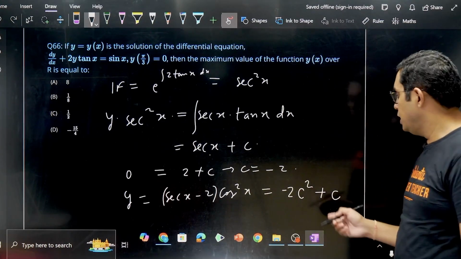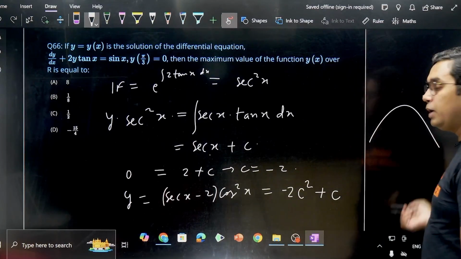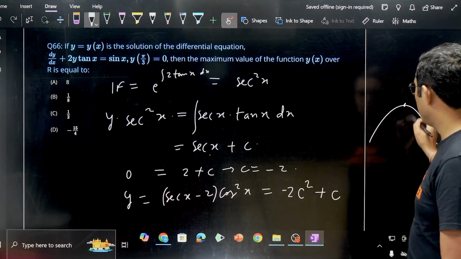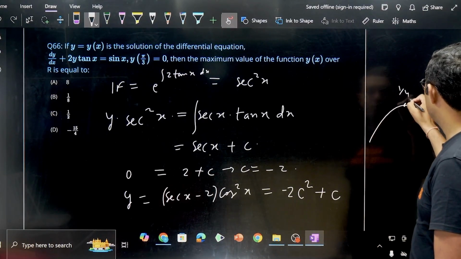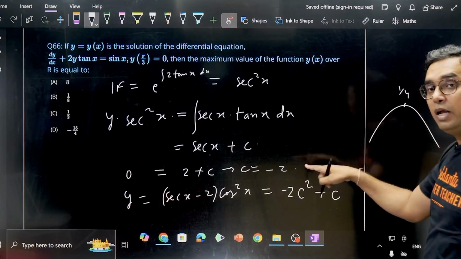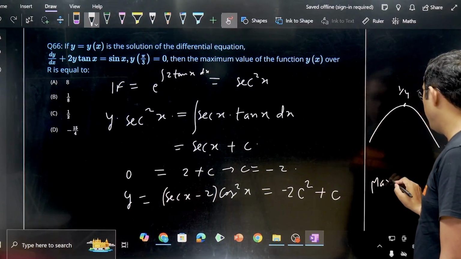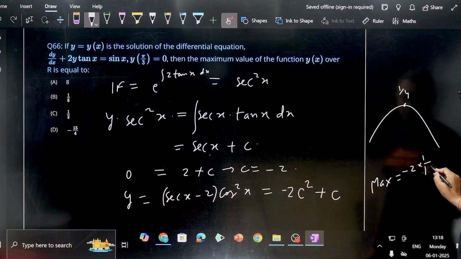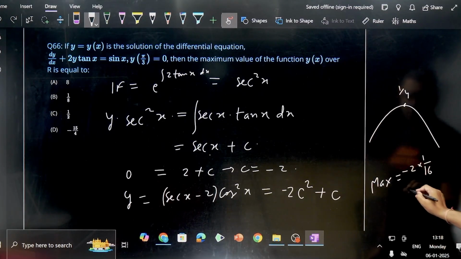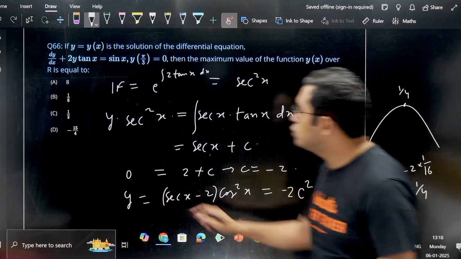That is my function. Now this is a quadratic in cos x, which is actually a downward parabola, you can say. Its maximum value should be when cos x takes the value minus b upon 2a, which is 1 by 4. There it will be maximum. So the maximum value would be, if you put 1 by 4 here, minus 2 into 1 by 16 plus 1 by 4. So this will become 1 by 8. So the answer for this should be B.